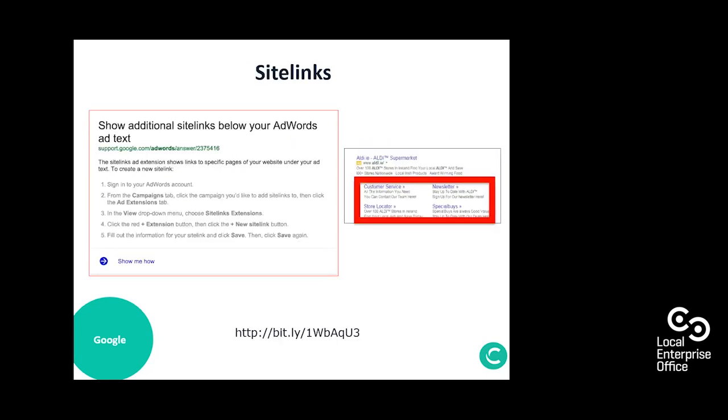So Sitelinks. You can see in the example there on the right-hand side from Aldi, they're what are called Sitelinks. So in other words, they're linked to other areas or pages from within the website. And these are things that you can set up in terms of your ad. So you can set these up in the same way.